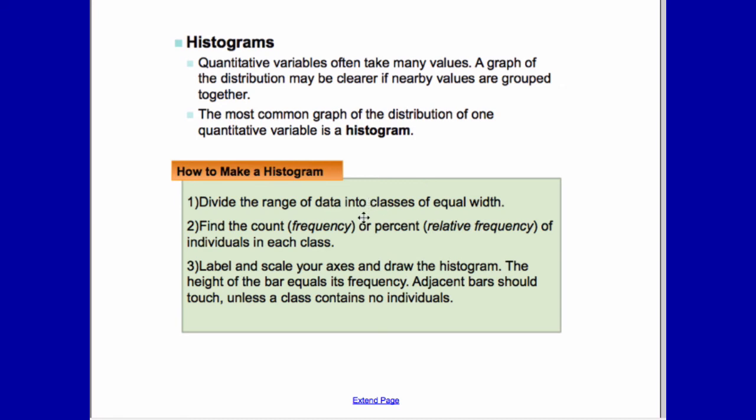Now, a histogram and a bar graph are different. People think they're the same. A bar graph works with qualitative or categorical data. A histogram works with quantitative data, and it's important that you understand the difference between those two. In a histogram, we talk about frequency or relative frequency. Again, remember relative frequency: that word relative means we converted it to a percent and put that along the y-axis.